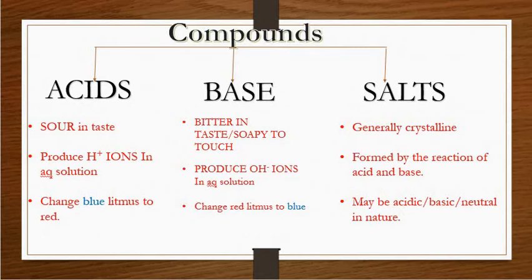Acids. You must already know acids. Acids are the compounds which are sour in taste. They change blue litmus into red, and acid solutions produce hydrogen ions, or I can say on dissolving acid in water or on dilution they produce hydrogen ions.